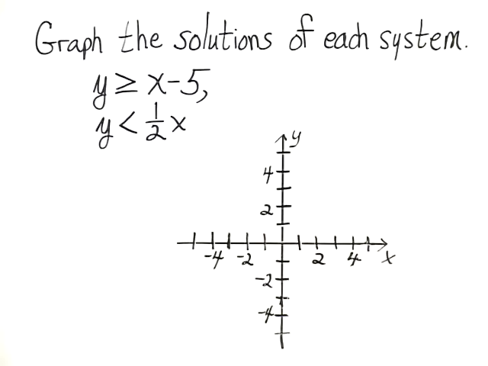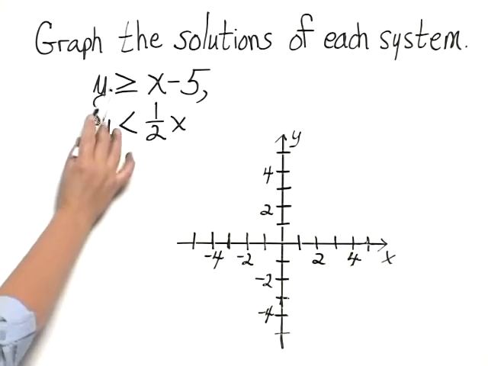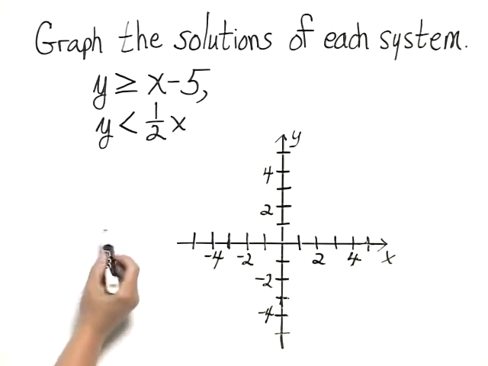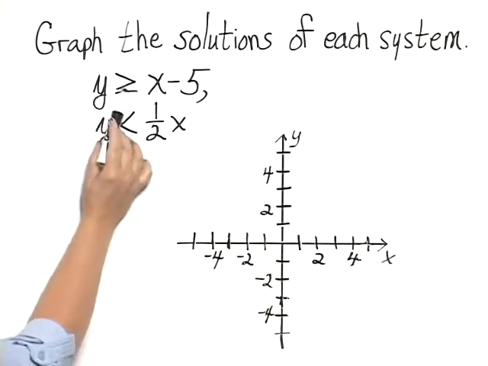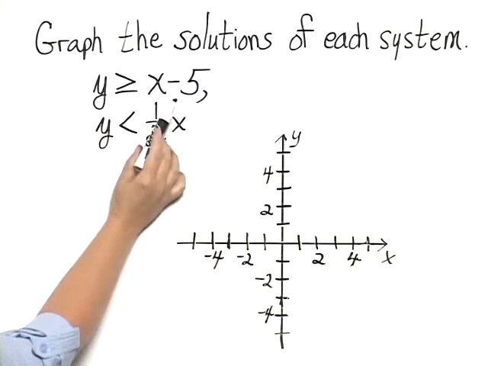Graph the solutions of each system. The system is y is greater than or equal to x minus 5 and y is less than 1/2 x. Let's first start by looking at the inequality y is greater than or equal to x minus 5.